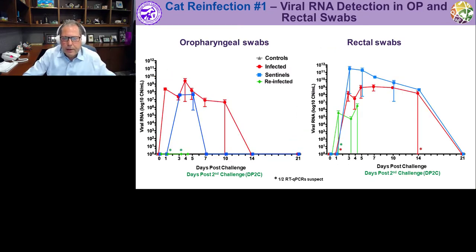We did the same. We looked for RNA in the oropharyngeal swabs and in rectal swabs, and these are the oropharyngeal swabs, infected in red, sentinels in blue, primary infected. And here are the reinfected. We couldn't find anything in the oropharyngeal swabs in the reinfected animals. In the rectal swabs, the situation was a little different. We could find RNA in all animals on day 1, 3, and 4, and it was still present at the time of necropsy.